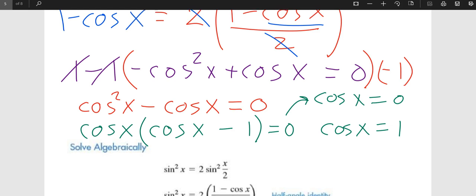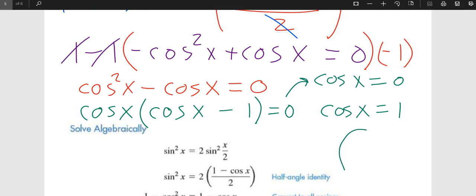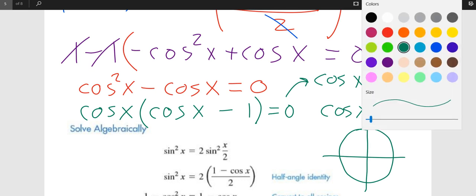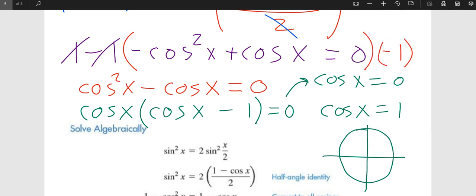If we think about our unit circle again, our favorite unit circle, and we look at cosine x equals 0, that's an x value. The x value is 0. We know that happens there and there. What do you have? Pi over 2 and 3 pi over 2. Good job.